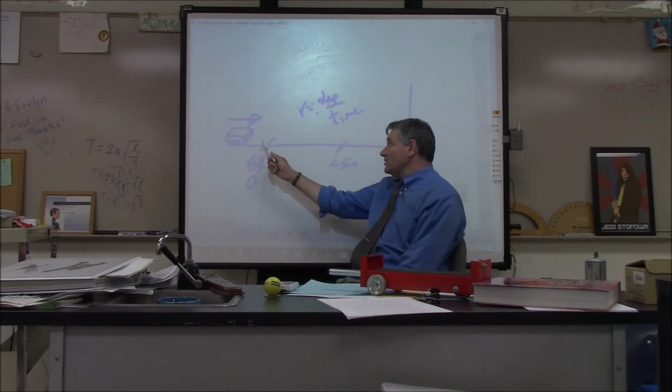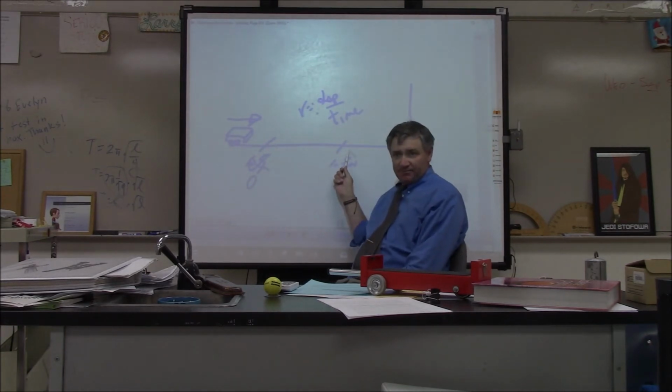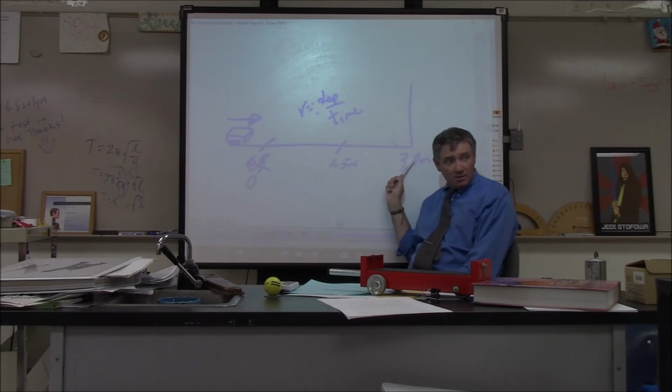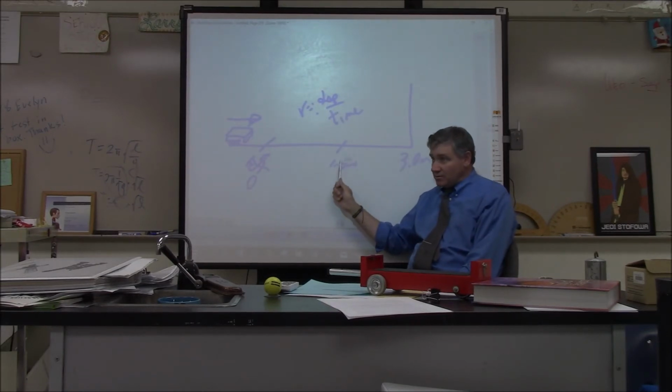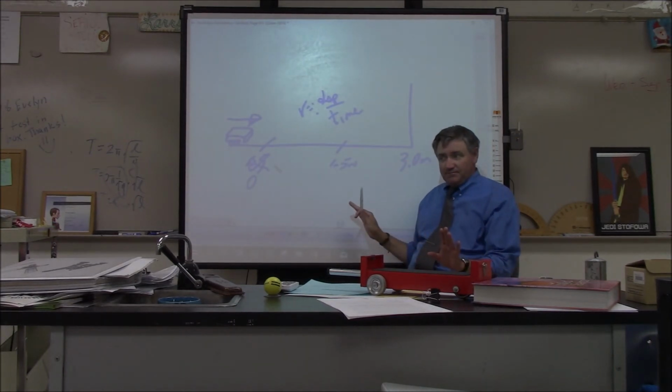On the way in, what's your initial position? 0. What's your final position? 1.5. Then you're going to go 1.5 to 3, then you go 3 back to 1.5, 1.5 back to 0. Okay? That's going to be your sequence.